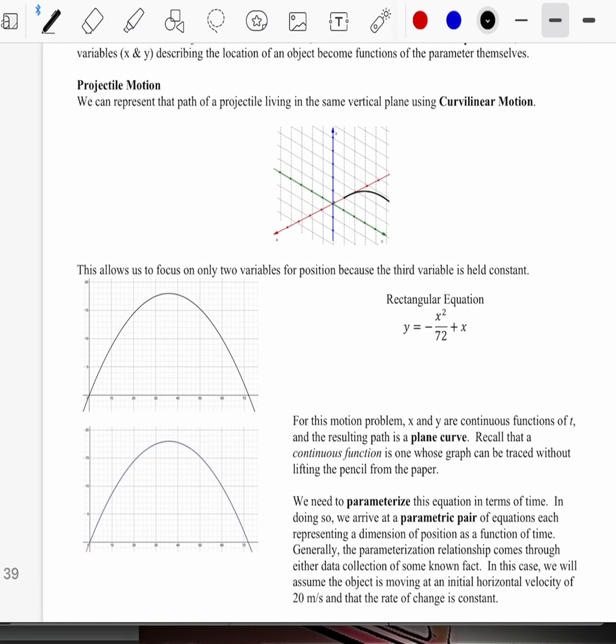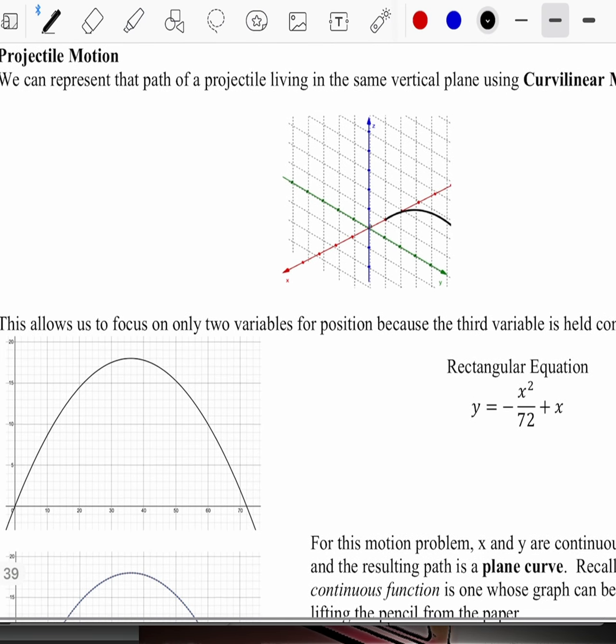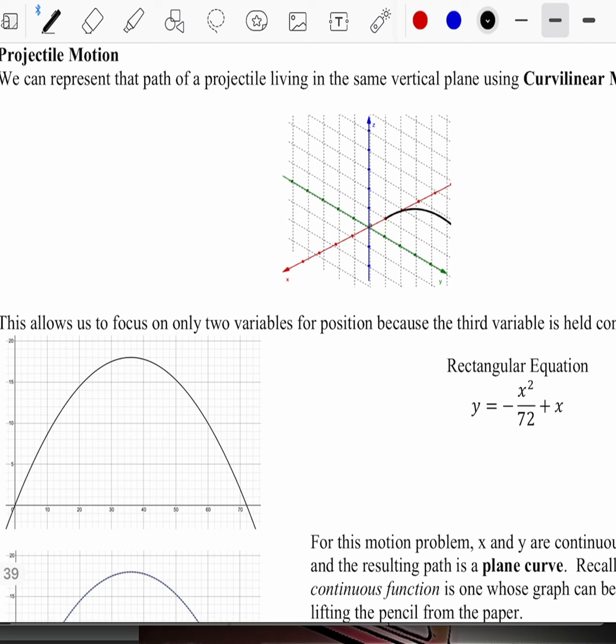All right, so I gave an example here of a rectangular equation. This was just a screen grab of what I just showed you, but I took that and put it in the XY plane, gave it a little scale. This is the equation y equals -1/72 x squared plus x. All right, we could just pop that into Desmos real quick.